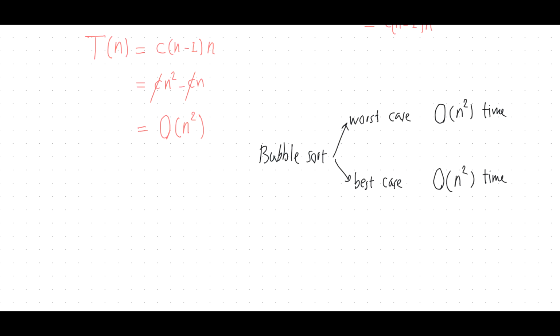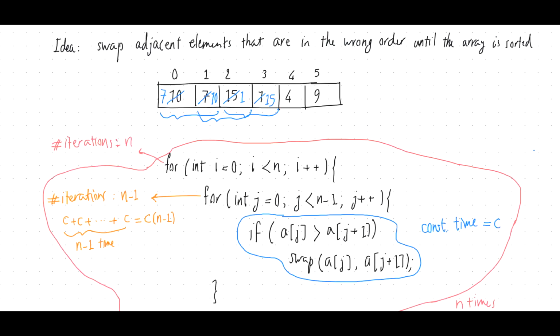It's not always like this. For some sorting algorithms, if the array is already sorted, then it takes much faster. And there are tricks that you can apply to bubble sort to catch that.